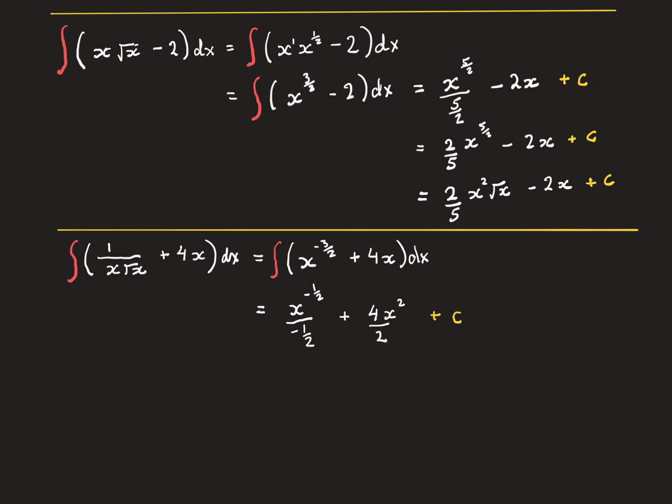Now this part over here looks very, very ugly, and x to the minus a half can now be written in the denominator. And when we divide by a negative a half, we can say we're multiplying it by negative 2. So we'll have negative 2 over the root of x plus 4 and 2 cancel out to 2x squared, and now we just add a c.